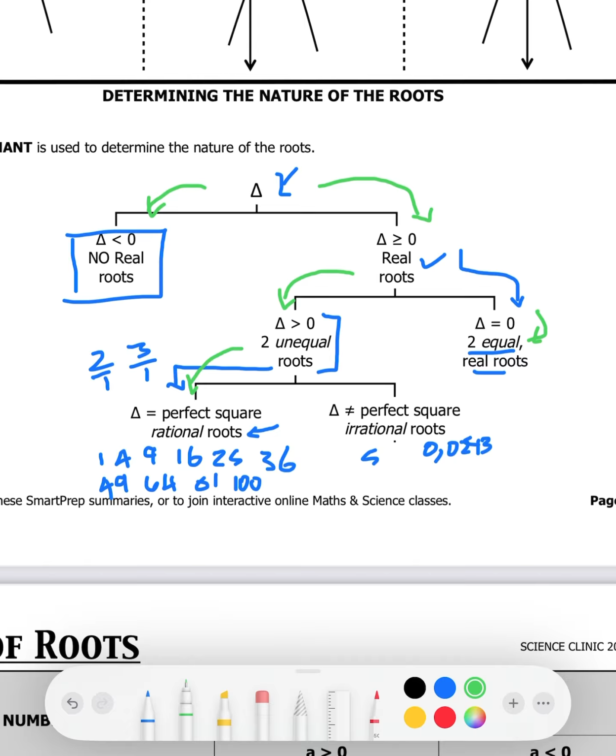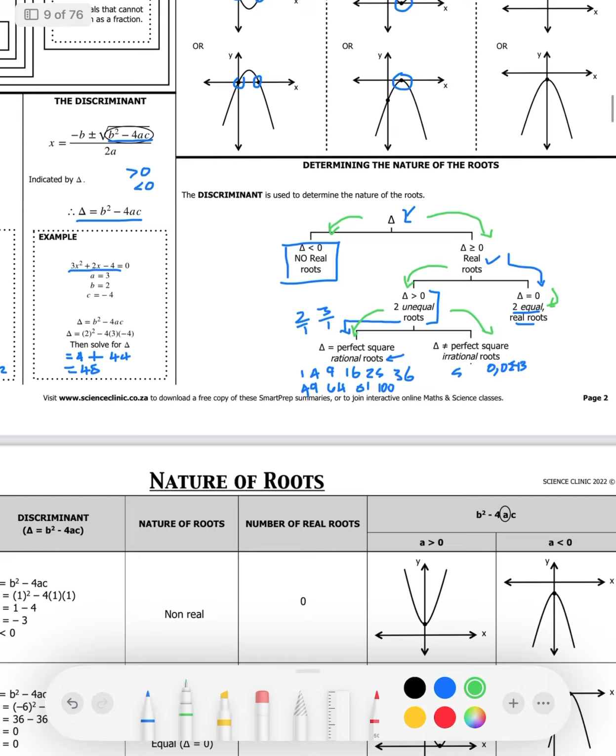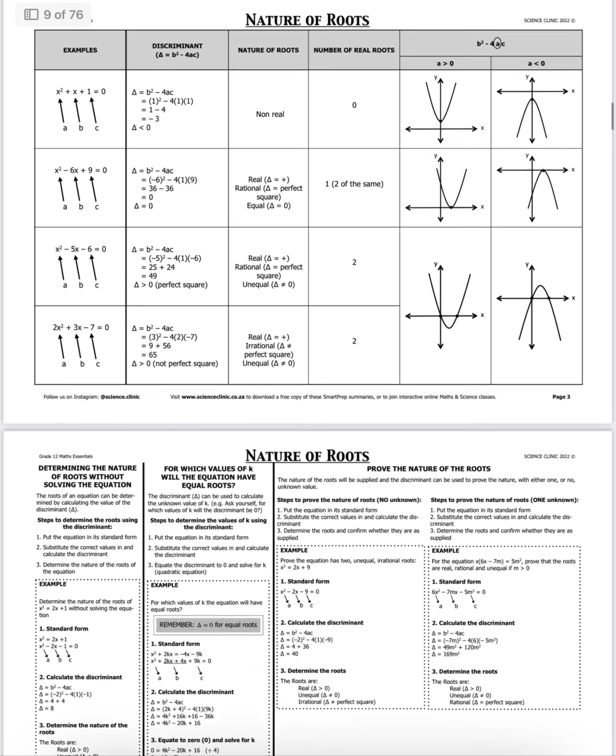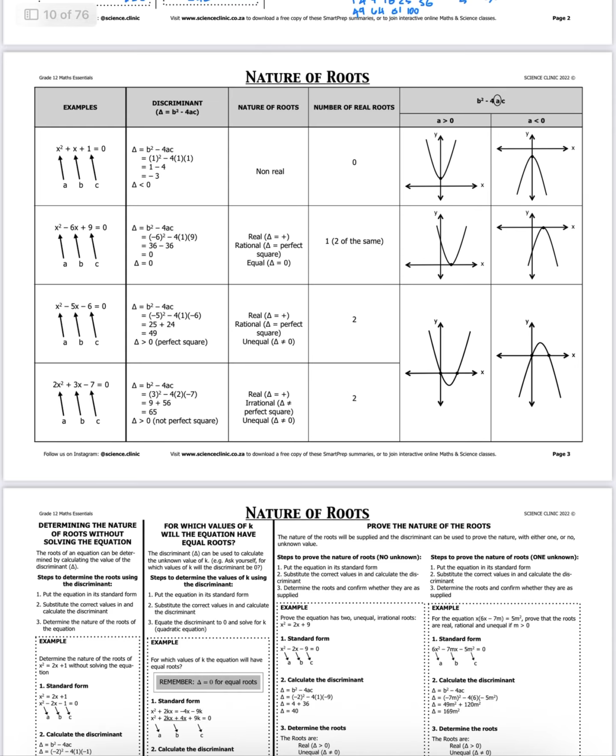And then I'm just going to have one example, so as not to further prolong this video. This is a table that does those explanations very well. But okay, maybe we can work with this example here. So we have x squared plus x plus 1. So our a is 1, our b is 1, our c is 1.